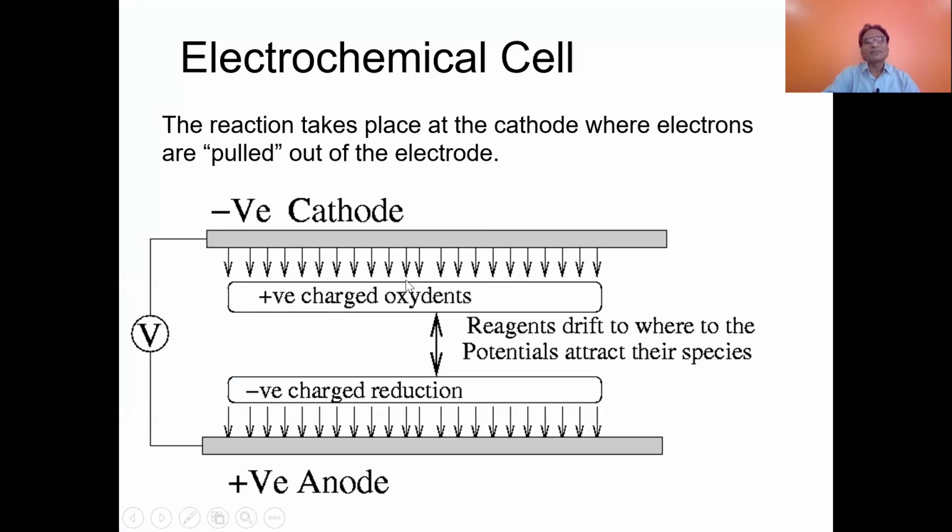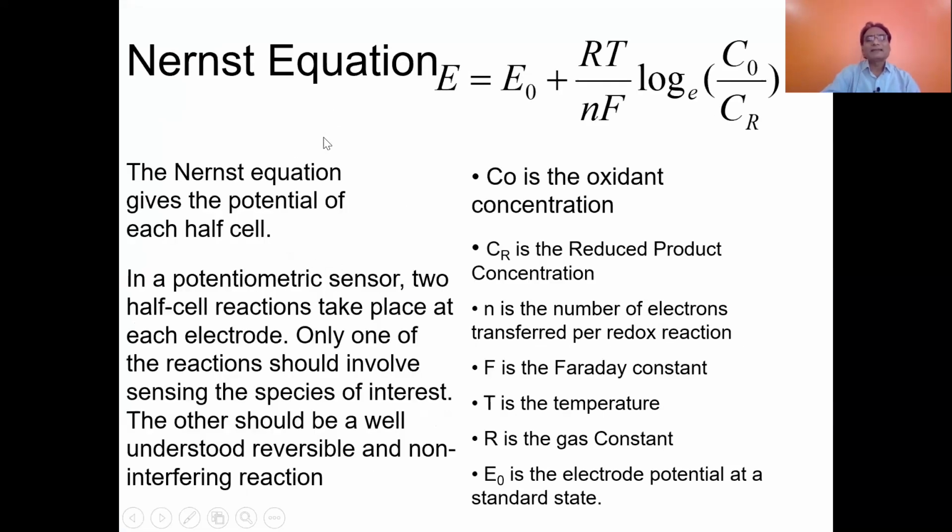This is another schematic of an electrochemical cell. Whatever the oxidation reduction equation, whatever the oxidation state, the reaction at the electrode surface is going to follow the Nernst equation, which gives the potential of each cell. So this Nernst equation is going to play an important role, and this is the Nernst equation.